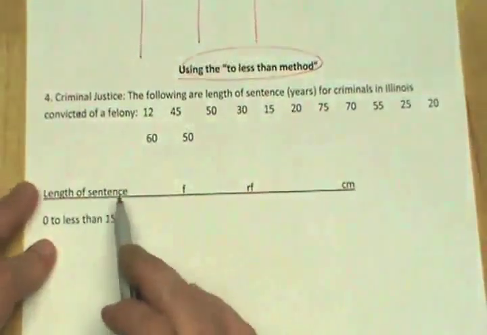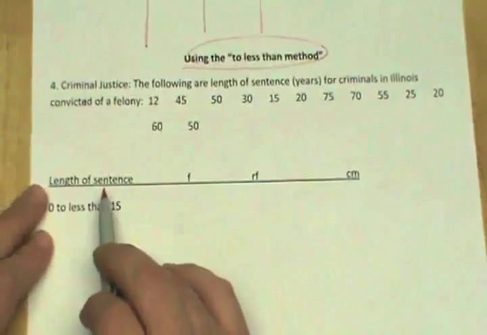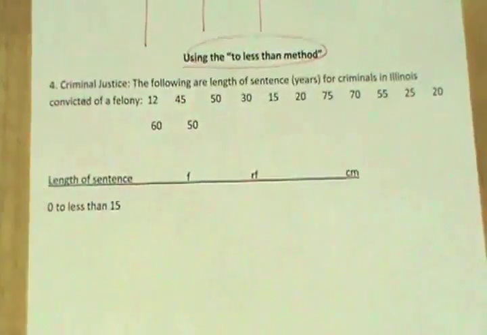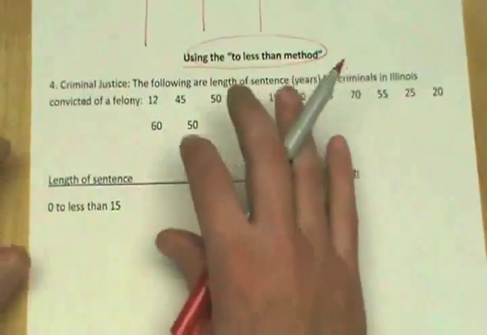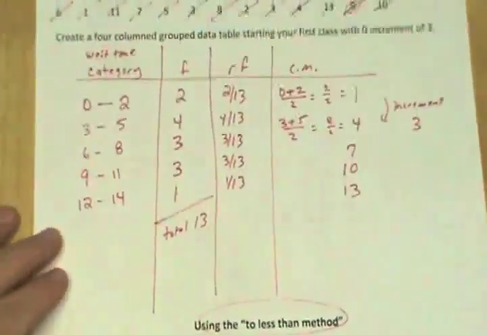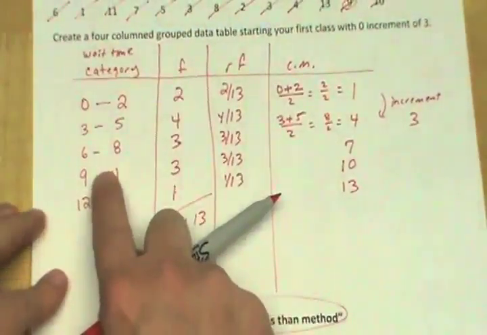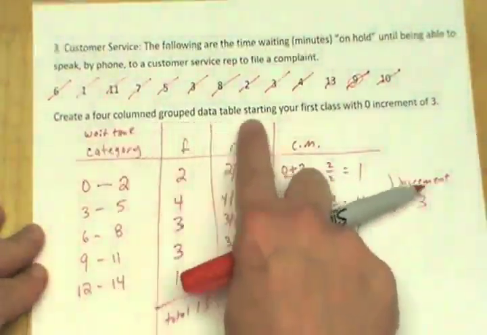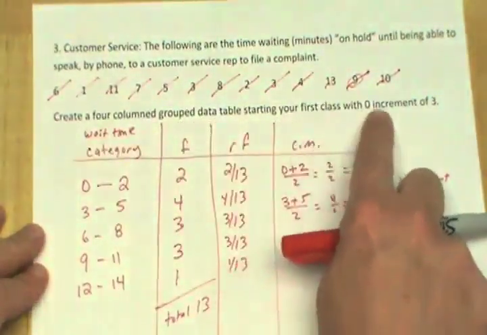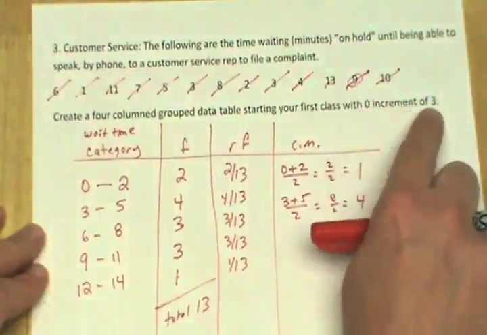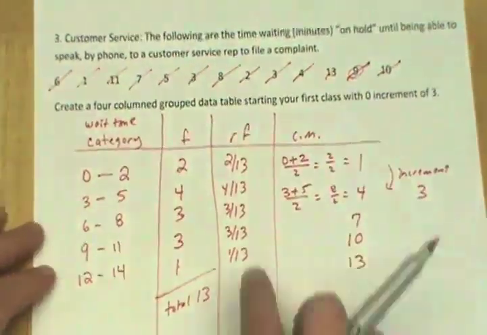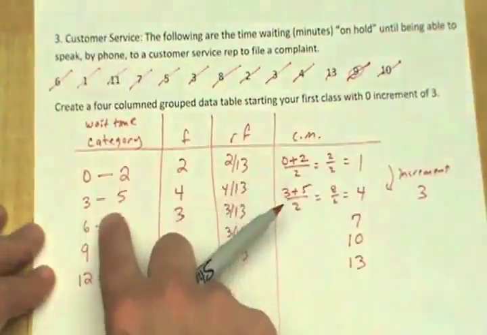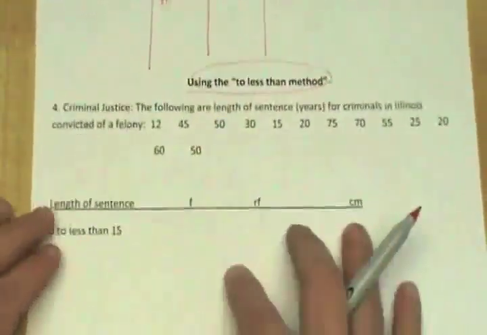For this particular one, now in the class, what I'm going to do on a test so that you know the difference between the methods, the straightforward method with the slashes: this is the way I would word a question. Create a 4-column group data table, and then I would say start your first class with a number. This could change, and the increment can change. So if I give you that wording, we're looking for this kind of distribution.